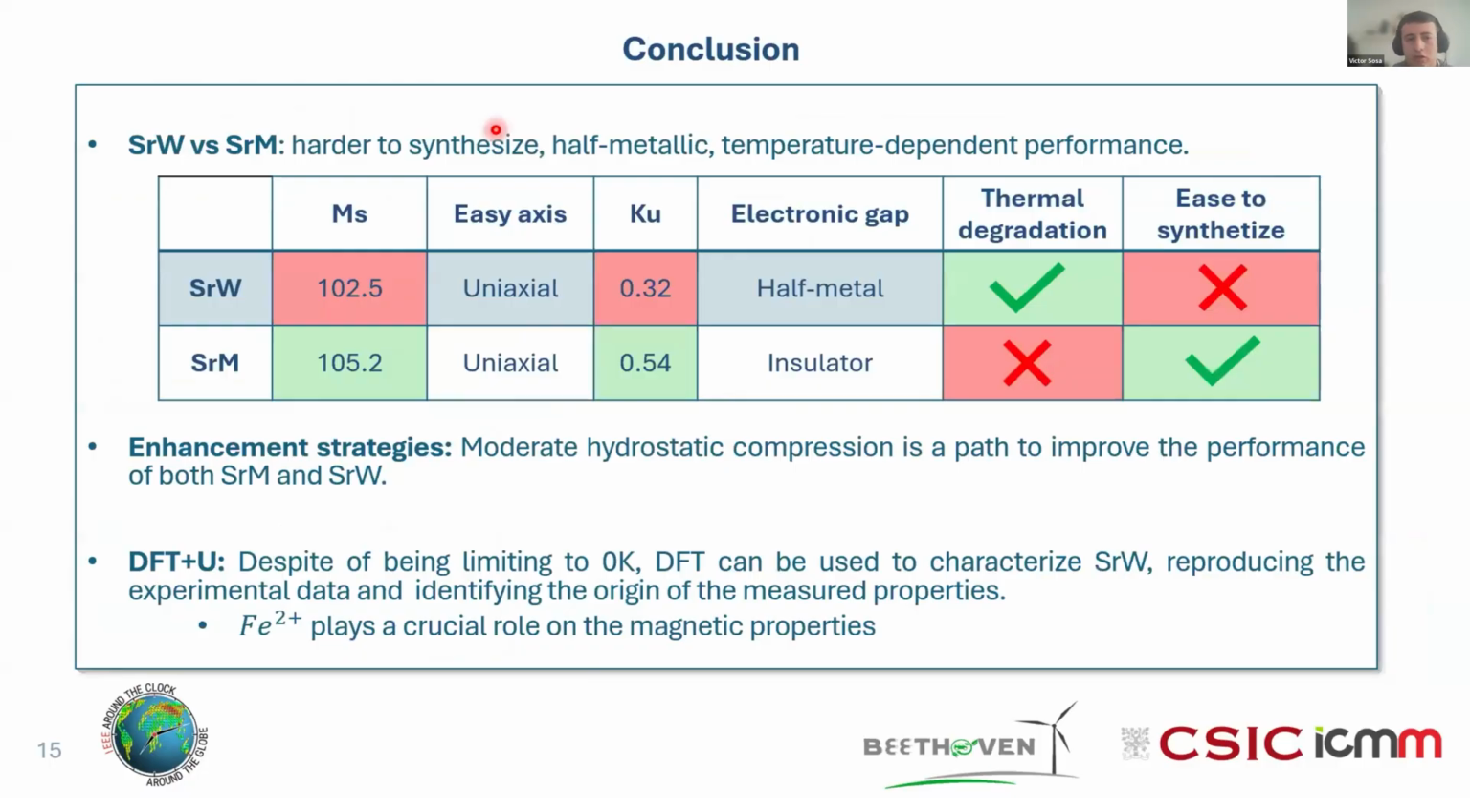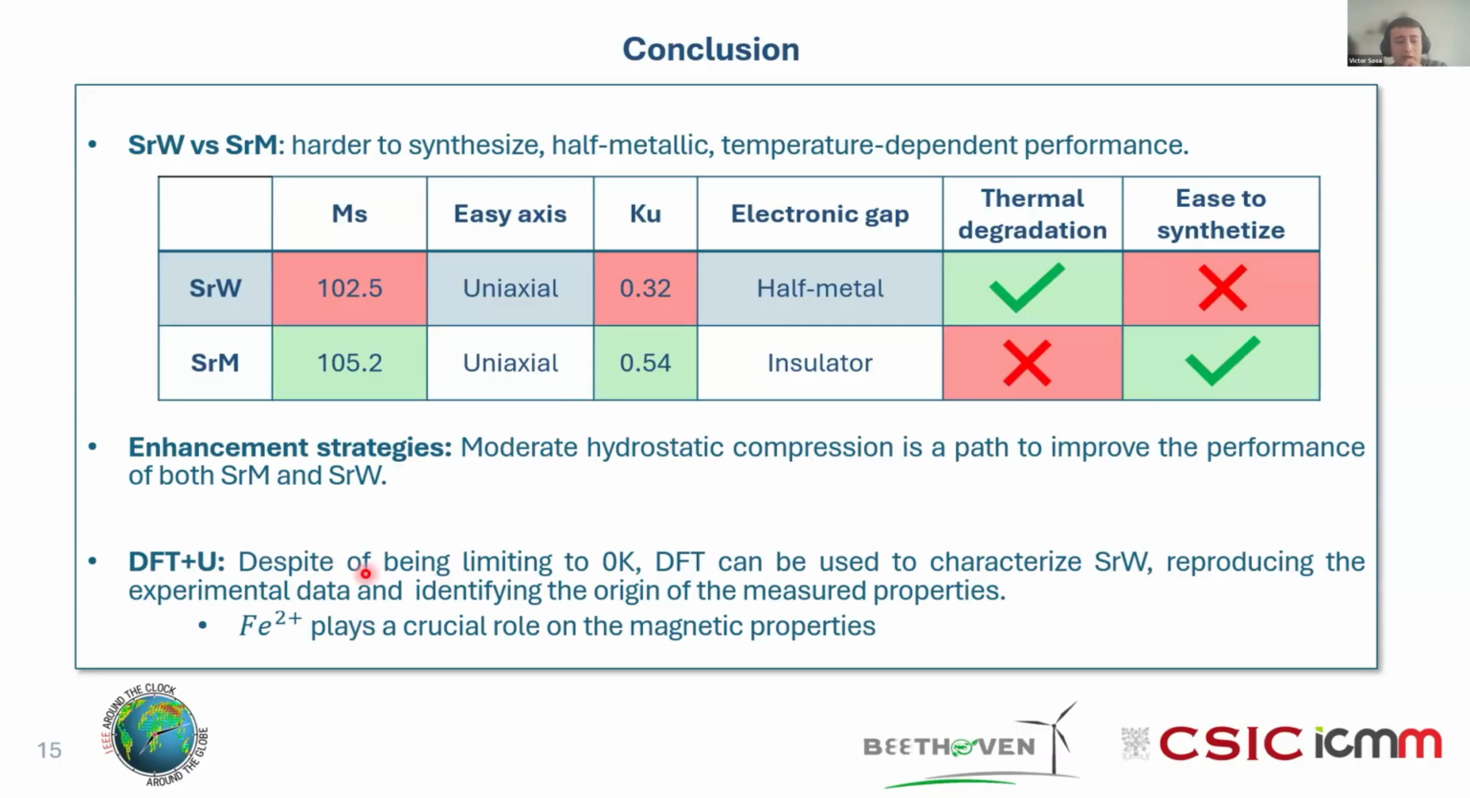As a conclusion, we compared the W-type and M-type hexaferrite. We found that the M-type hexaferrite for permanent magnet application is better at low temperatures, while the W-type hexaferrite is better at higher temperatures. The M-type hexaferrite is an insulating material, while the W-type hexaferrite is a half metal. One of the biggest problems of the W-type hexaferrite is that it's more complicated to synthesize compared to the M-type hexaferrite. We can increase the properties using hydrostatic compression and using chemical substitution with specific ions and specific concentrations.